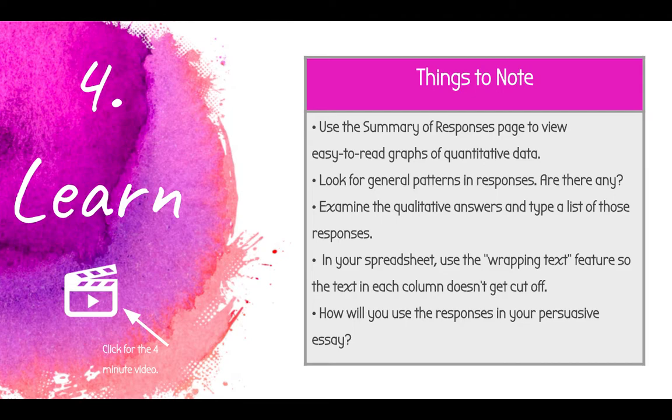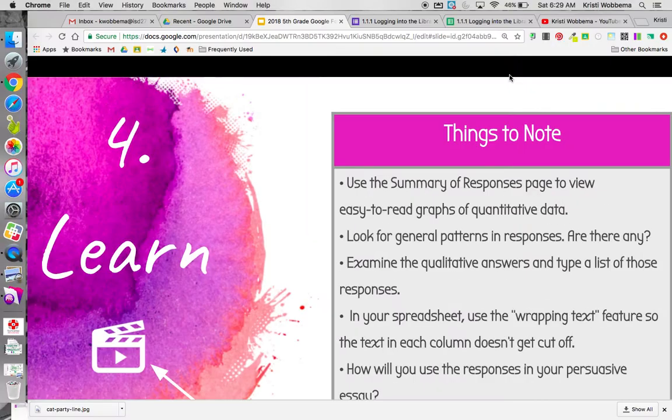The quantitative data is really easy to read in the summary of responses page. They're made easily for you, so you don't have to do anything. You're going to look for general patterns in the responses. You're going to look at the qualitative answers, and it'd probably be good to type a list of those responses to use in your essay. And then when you're in your spreadsheet, there's a feature called wrapping text. It'll help so that your text doesn't get cut off in each column. And then finally, just think about how you will use the responses that you got for your persuasive essay.